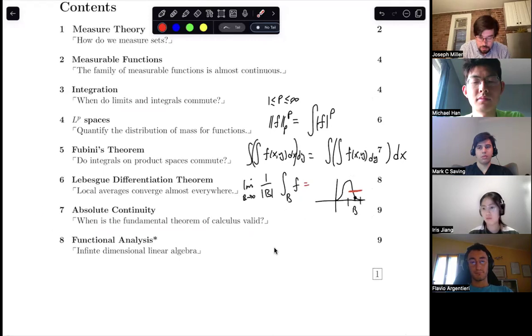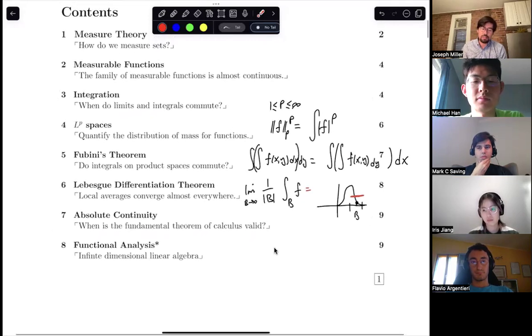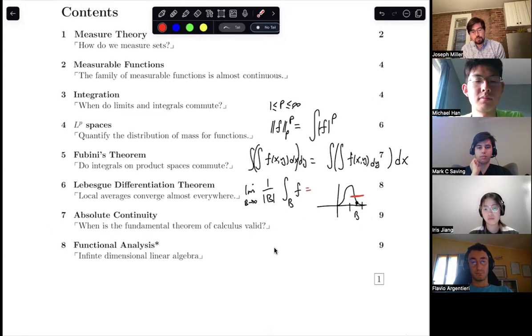The next topics are more niche, but they're still covered in these exams and generally in real analysis classes. It's what's called absolute continuity. There are two different definitions of it. One is on the level of functions, and what it basically says is: when is the fundamental theorem of calculus valid?